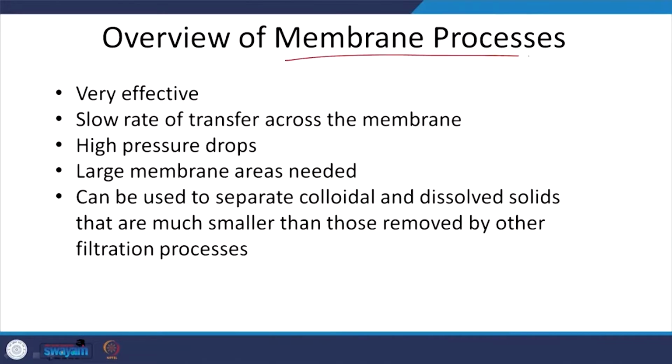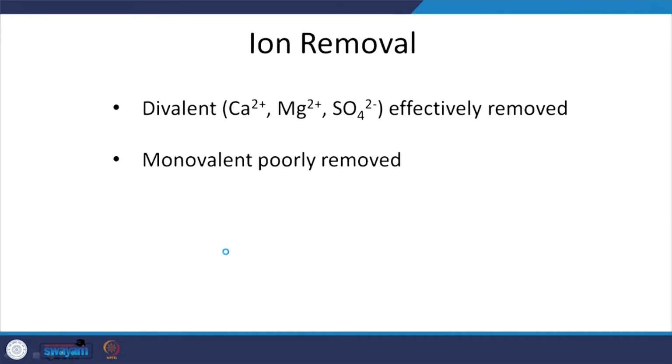So, overview of membrane processes, what have we seen? Efficiency is pretty good, but the rate of transfer across the membrane is slow, coupled with high pressure drops, and thus we needed a relatively higher surface area. But because they are packed relatively well, per unit volume you have considerable area, so that can be achieved. Again, we are trying to separate the colloidal and dissolved solids that are much smaller than those removed by the filtration process. That is a generic aspect. With respect to nanofiltration, as mentioned earlier, we can effectively remove divalent anions or cations. Monovalent species are relatively poorly removed. So, that is one aspect to keep in mind.